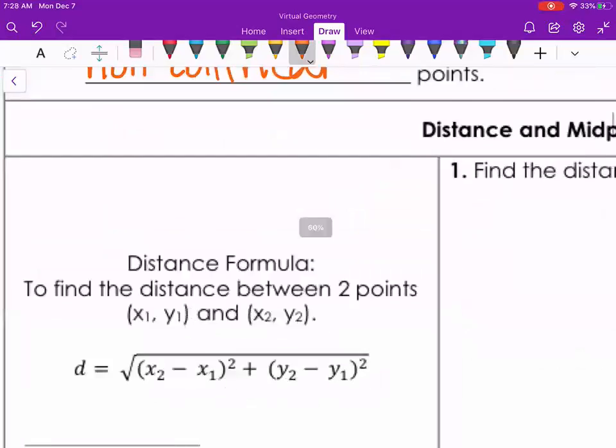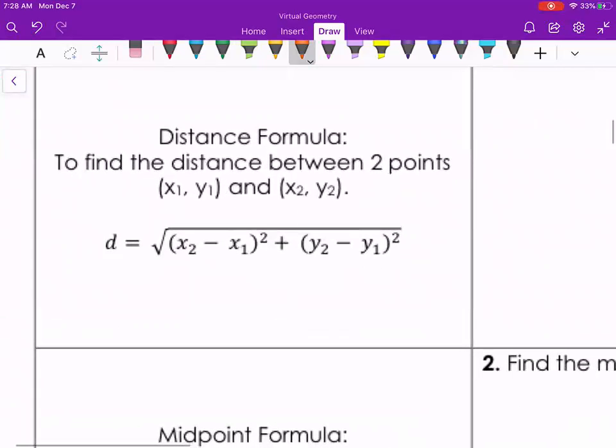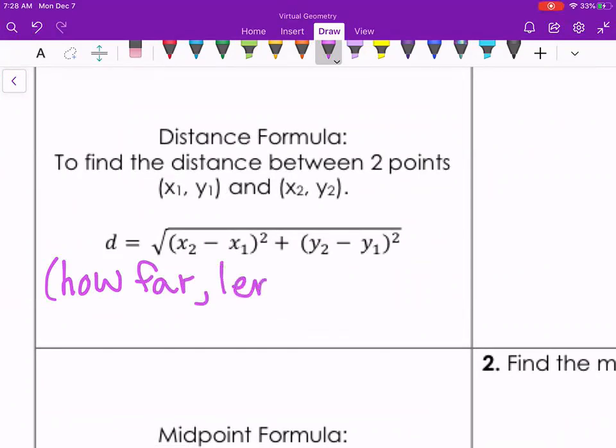was on distance and midpoint. So you have your distance formula, which was the big square root. And remember, for distance, it may not come out and say exactly find the distance, but we can look for other phrases. How far? Length. Those phrases all mean we are looking for the distance from the first point to the second point.